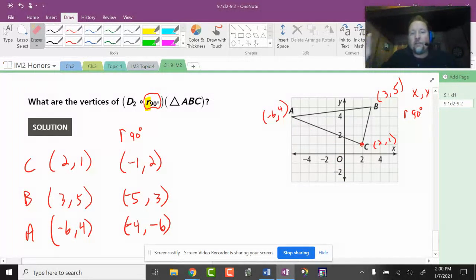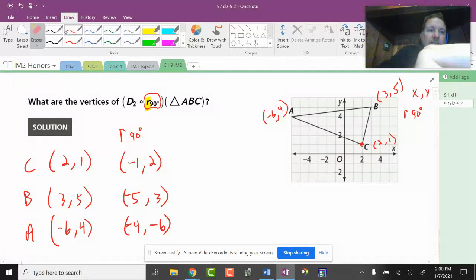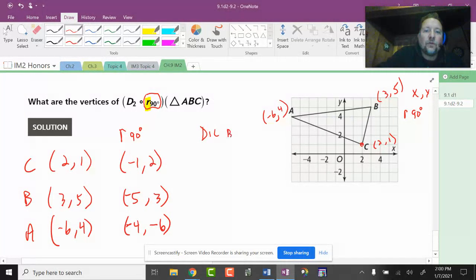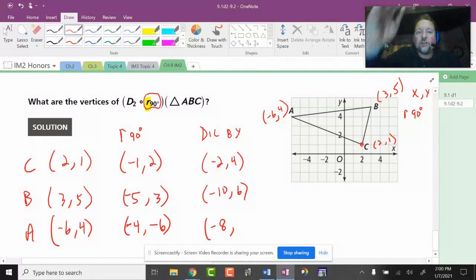Okay, and then I think the next part's pretty easy. Then you do D2, the dilation by 2. Just multiply everything by 2. (-2, 4), that's simple. (-10, 6), that's simple to draw on this. The coordinate plane is not big enough. So I can imagine, of the last two examples, or maybe three, you're asked what are the vertices of the new picture? You just do the math. You don't actually have to draw it. That's the idea behind this.